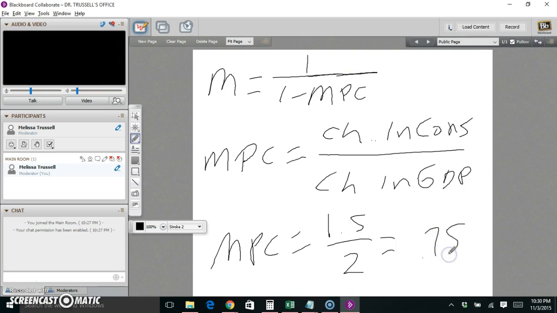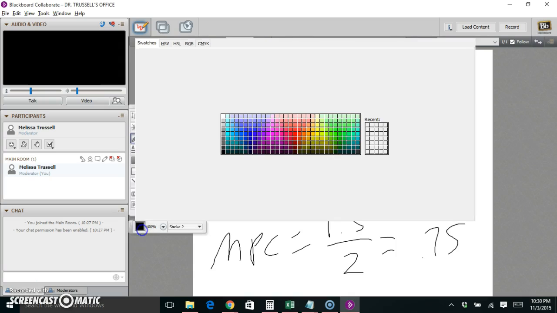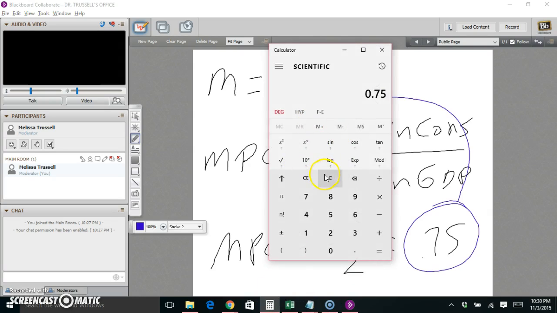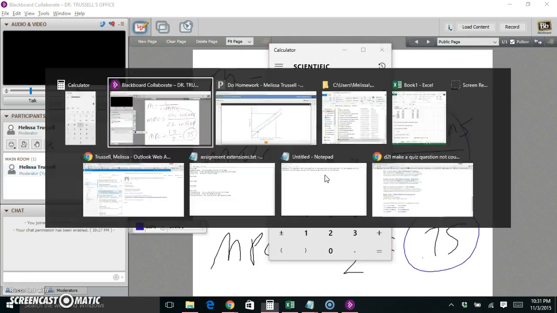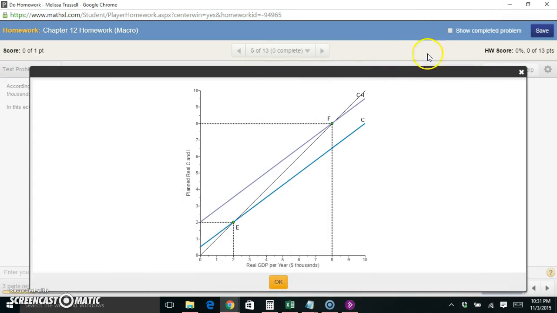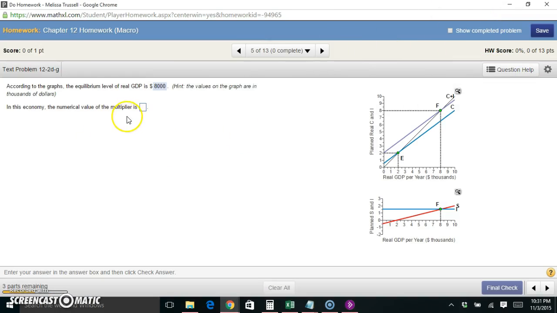0.75. So now we just take that and plug it in to the formula for the multiplier. So the multiplier is going to be 1 divided by 1 minus 0.75, or 1 divided by 0.25. And again, we can ask our calculator for that answer if we want. 1 divided by 0.25, and we get that the multiplier is 4. So we can go back and plug that in to our question.